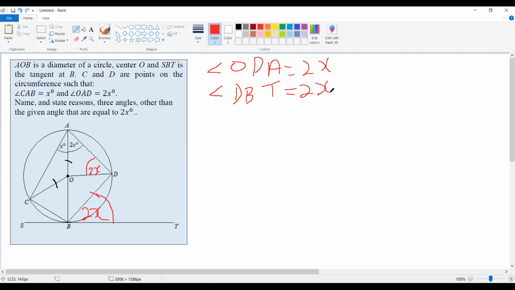I'll just put theorem 9 here, right? You all could know what theorem 9 is. Theorem 9.